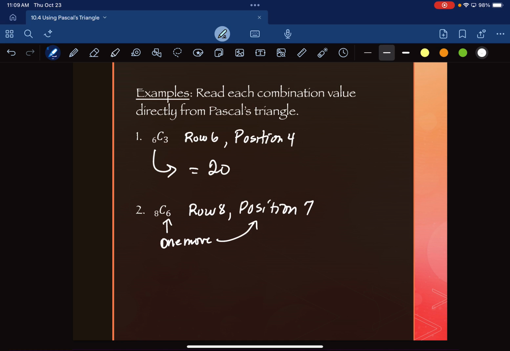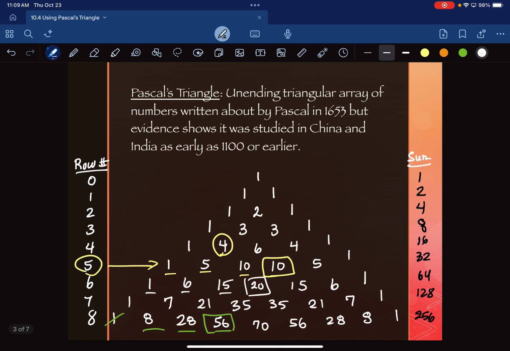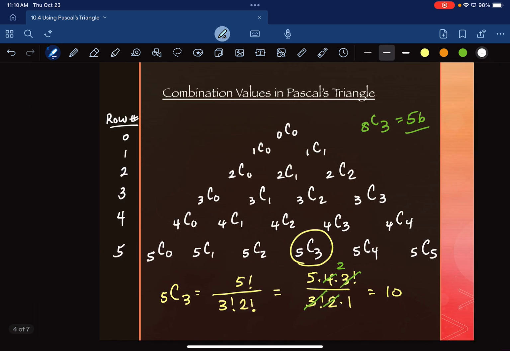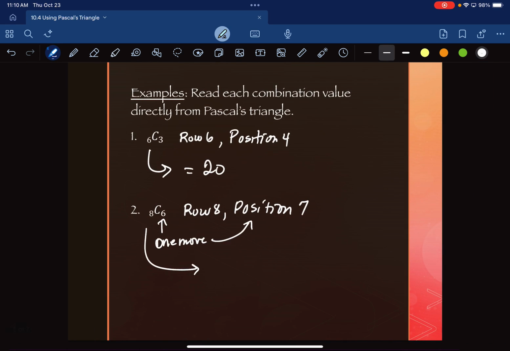Okay, so let's go to row 8, position 7. Row 8's the bottom one. So I've got 1, 2, 3, 4, 5, 6. This one would be 7. It's 28. Okay, so that's just simple, like how I find it.